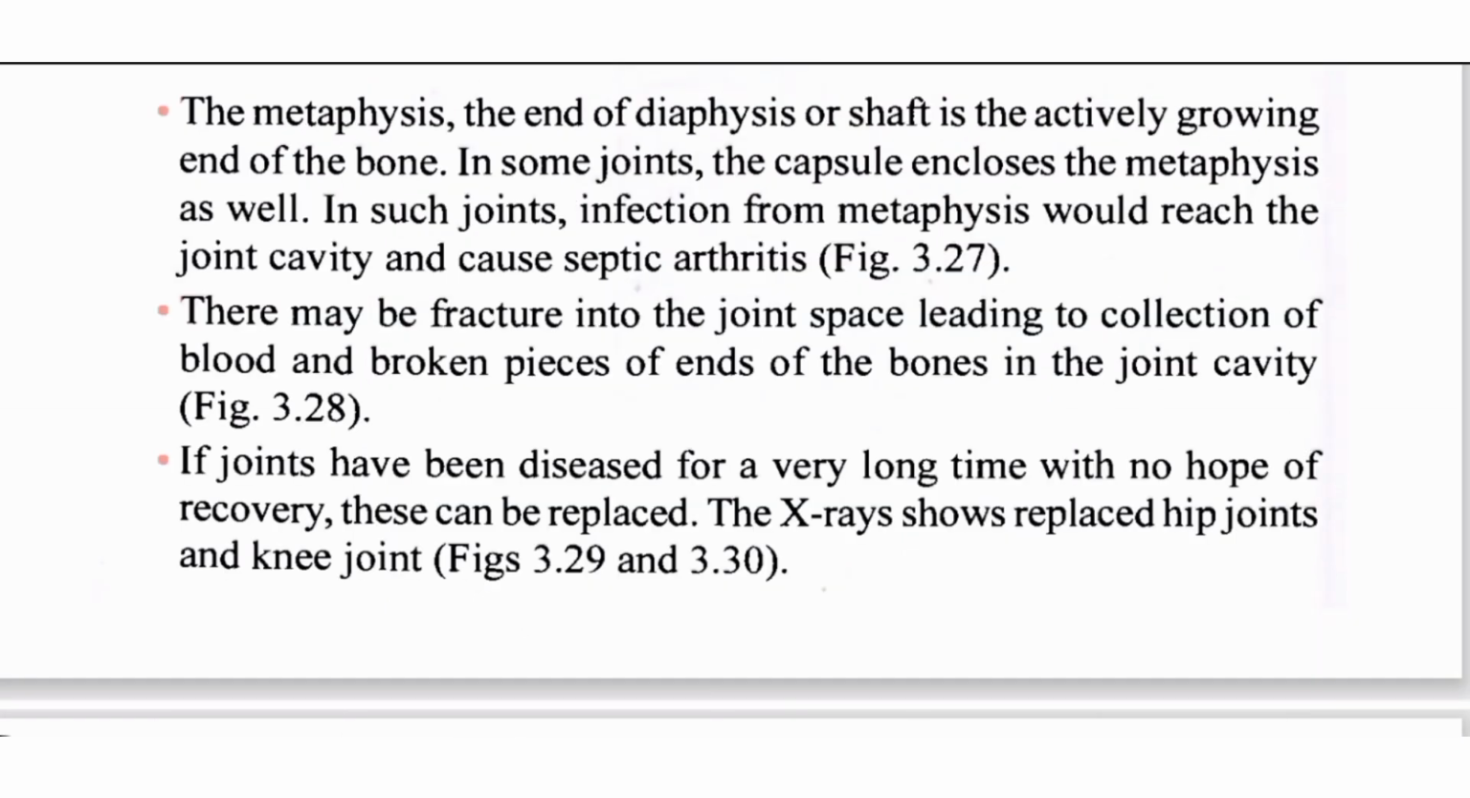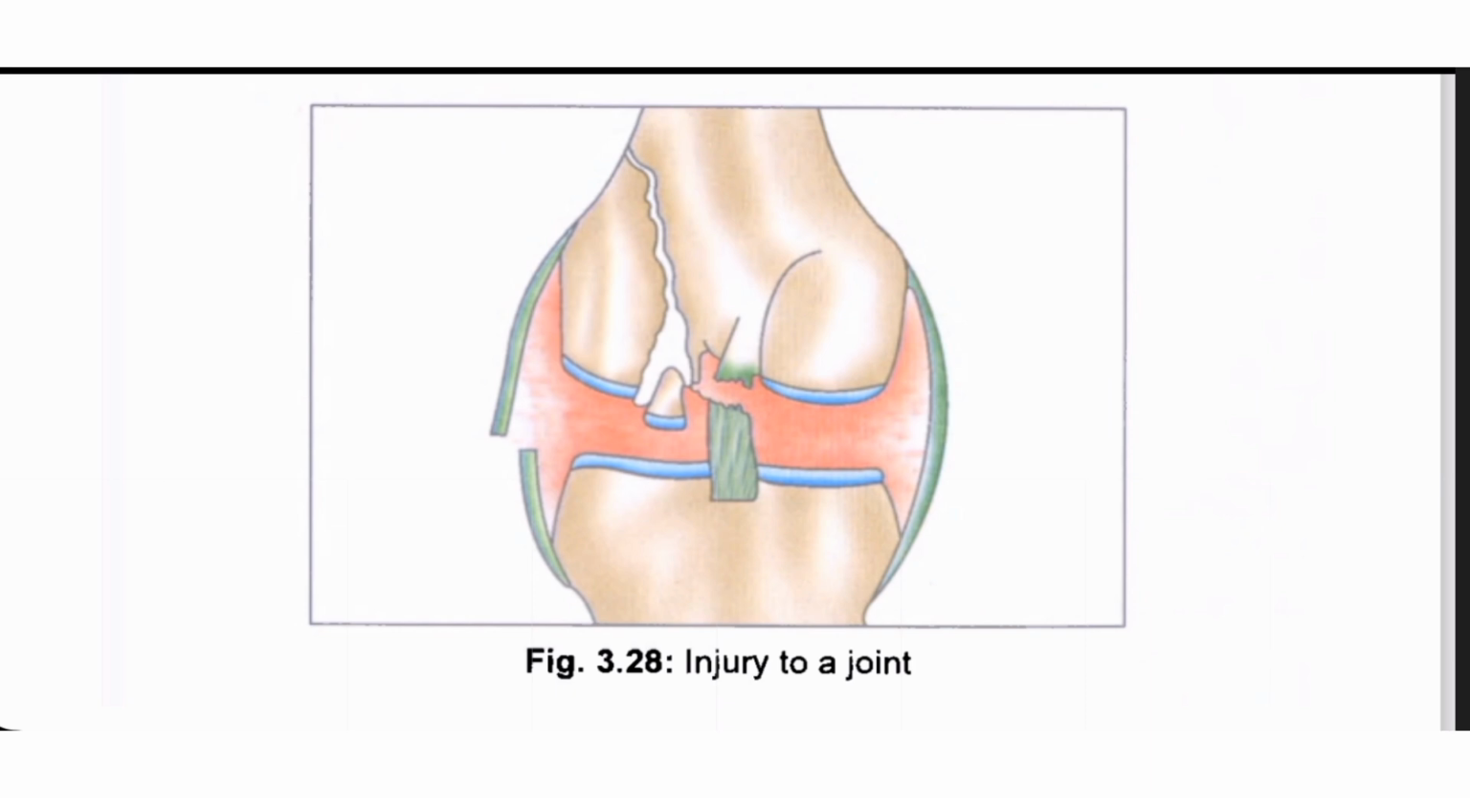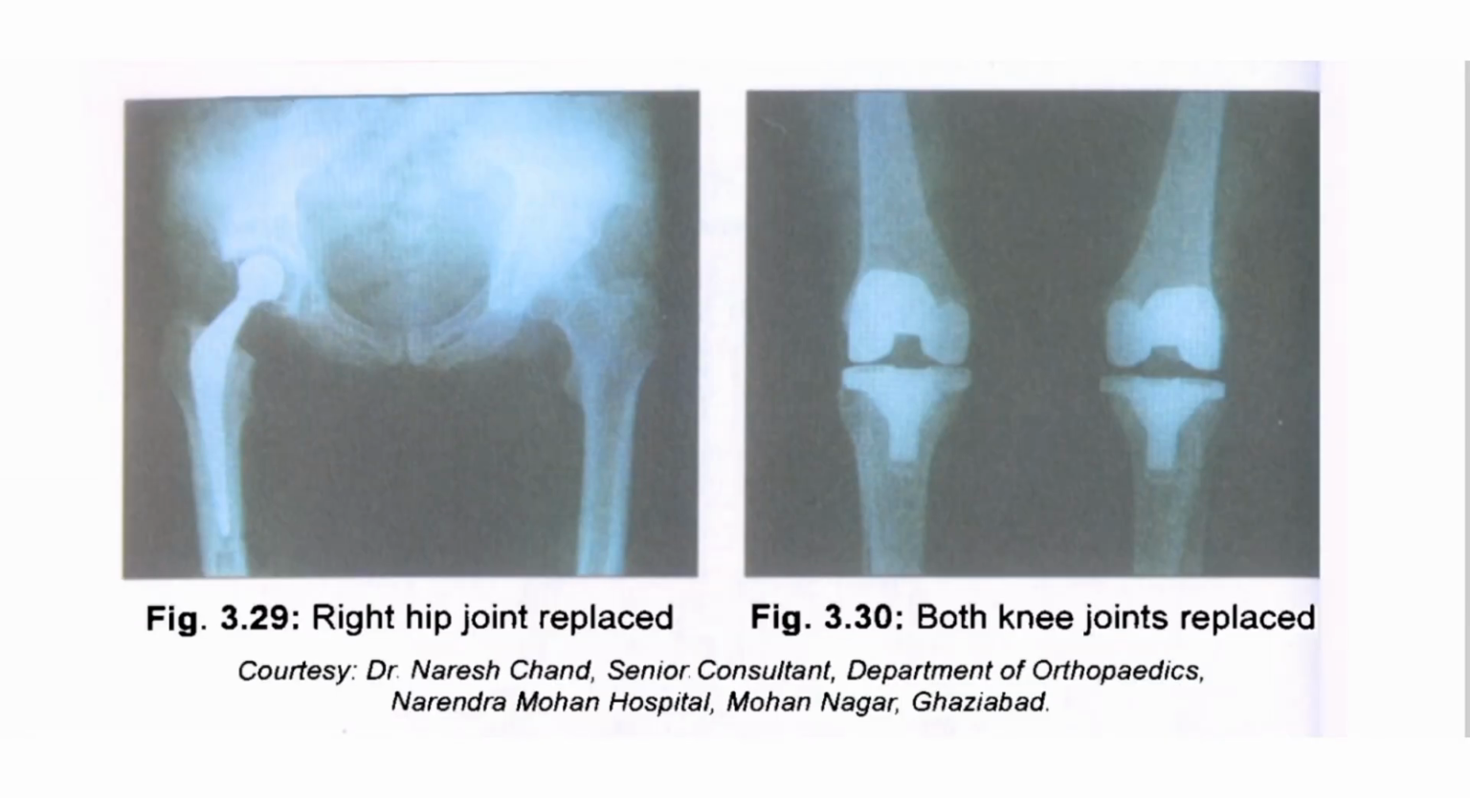And if a joint gets fractured, then blood and broken pieces collect in the joint cavity, and if they cannot be repaired, then they have to be replaced, right? So the joint is then replaced.